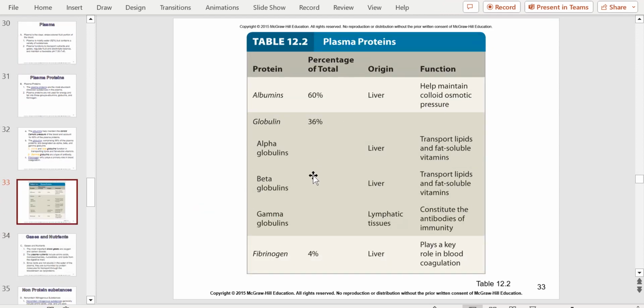Just more on the plasma proteins. Origins of these: there's your gamma globulins, which come from the lymphatic tissue. You'll see that these ones all come from the liver. These ones are involved in antibody for immunity. Perfect.